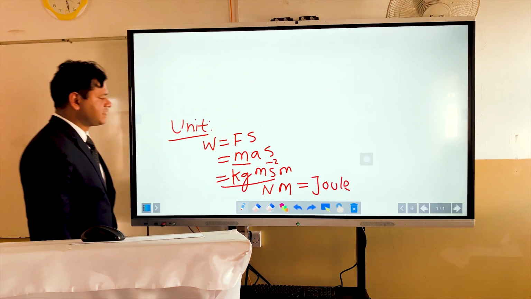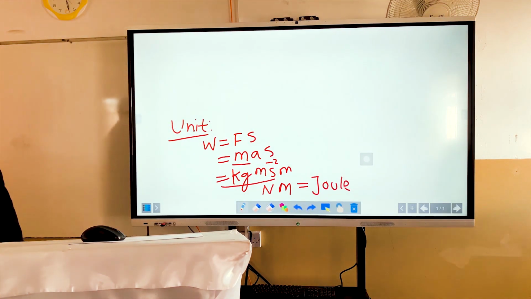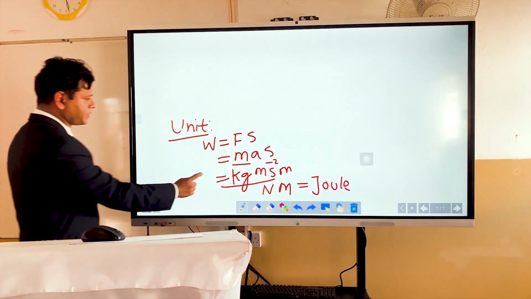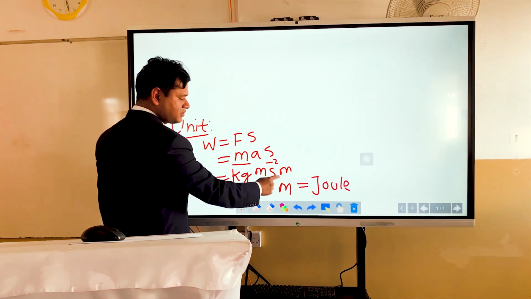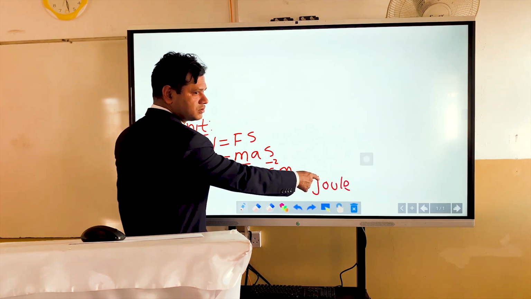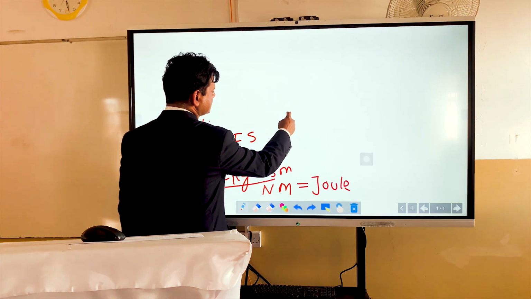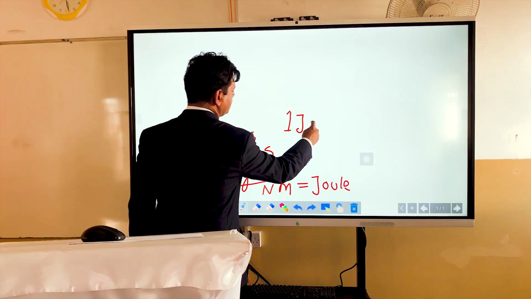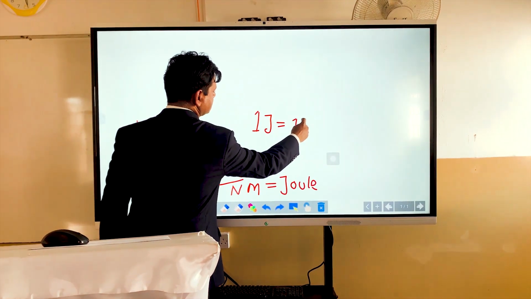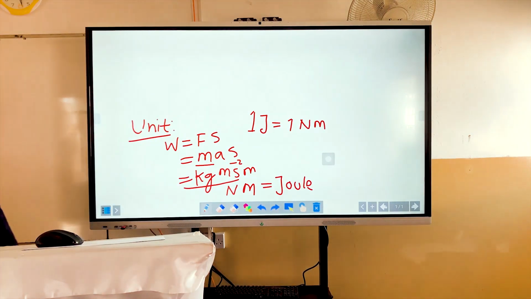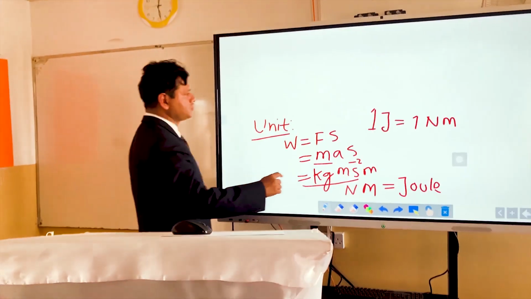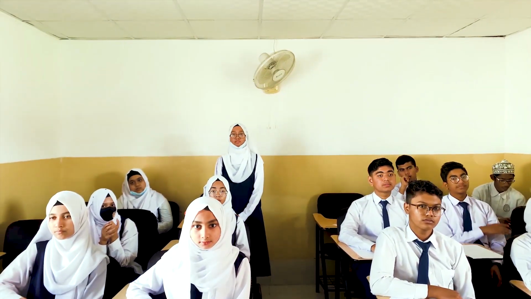So now we have understood that for the work done unit, there are three units, and they are the same. First one is kg meter square per second square, also Newton meter, also Joule. That means we can say that 1 Joule equals 1 Newton meter. So now if I ask Jannatul Firdaus, maybe our good student, can you tell me, 10 Joule equals how many Newton meter?